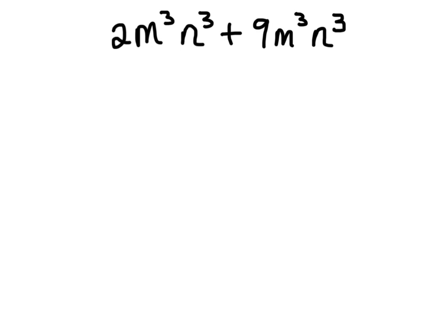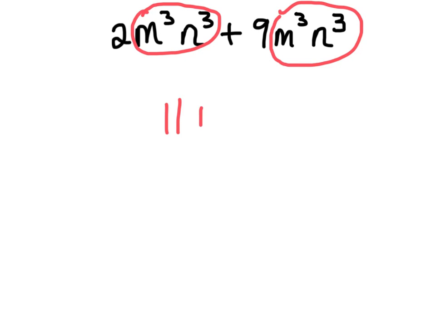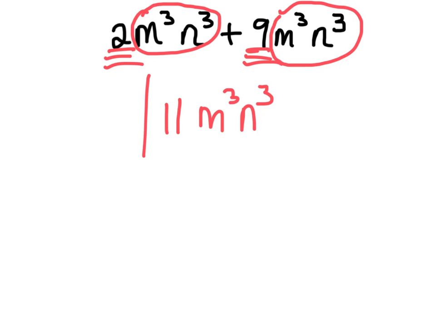Last problem, I have 2 of the m cubed n cubeds plus 9 of the m cubed n cubeds. So altogether, I have 11 of that, m to the third, n to the third. All I'm simply doing is combining the coefficients since my variables and exponents are identical. 2 apples plus 9 apples is 11 apples. That gives my answer.